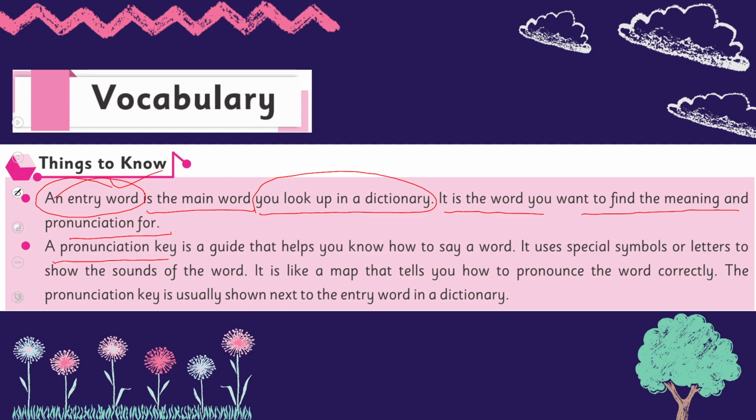A pronunciation key is a guide that helps you know how to say a word. It uses special symbols or letters to show the sounds of the word. It's like a map that tells you how to pronounce the word correctly. The pronunciation key is usually shown next to the entry word in a dictionary.